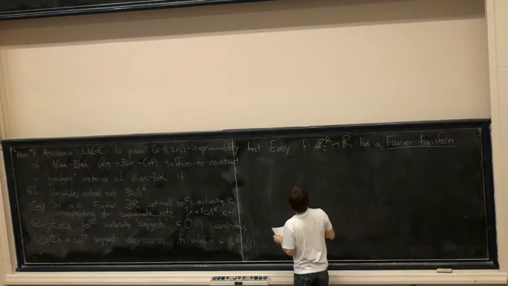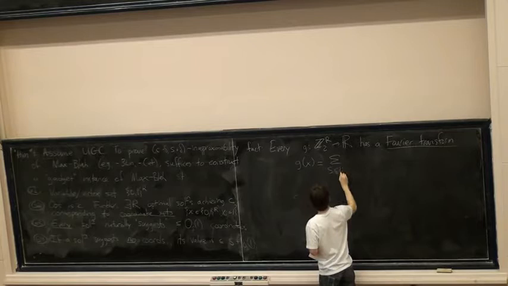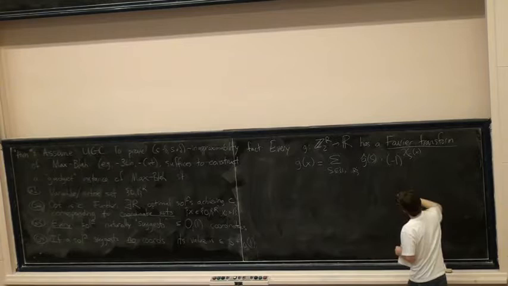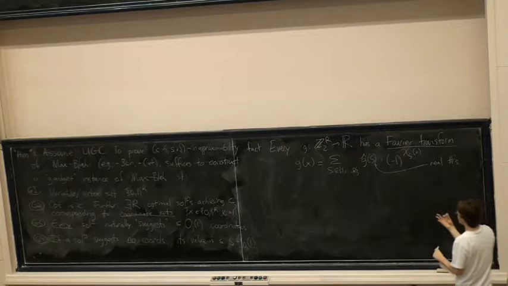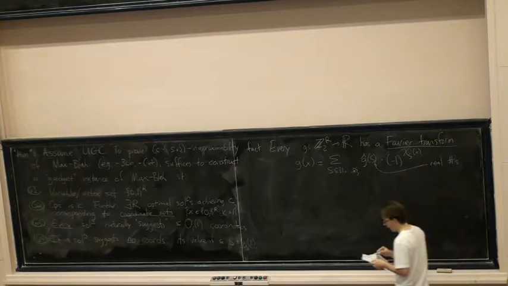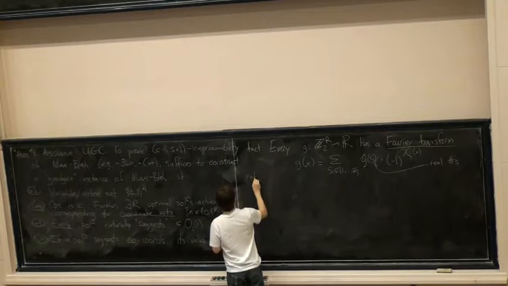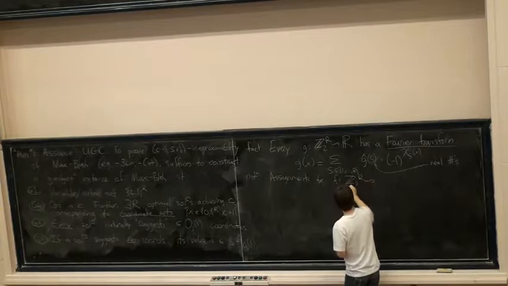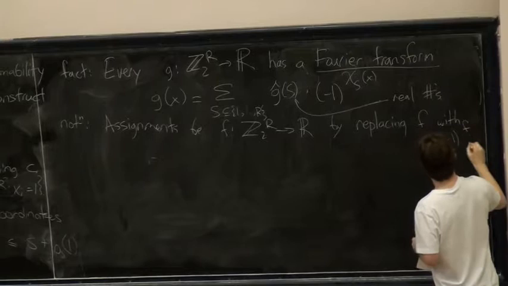Let me write G here for now. G of x is the sum over all S, a subset of 1 through r, of G hat S times (-1) to the character chi_S at x. And these are real numbers. They're the Fourier coefficients of G. So this decomposes any function into a linear combination of characters. It's more natural here to have functions whose range is the reals, although our assignments had range Z_2, so let's change some notation. Let's have our assignments map not into Z_2 but into the reals, by replacing f with (-1) to the f.